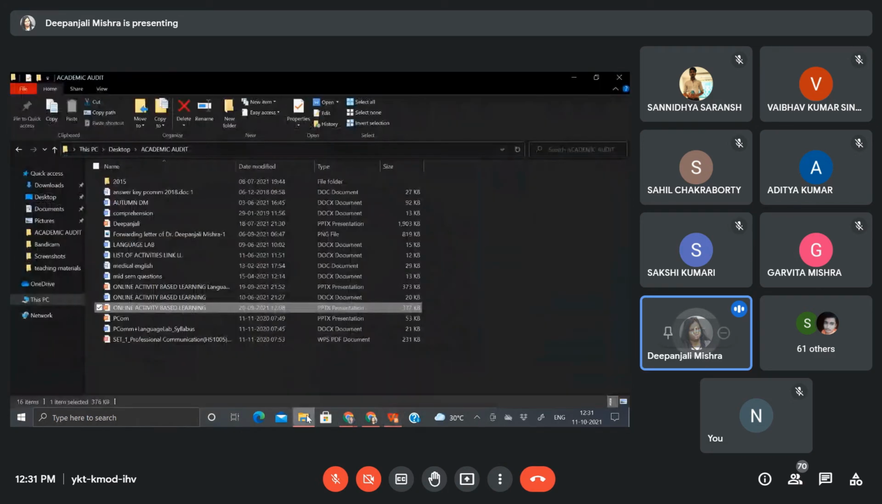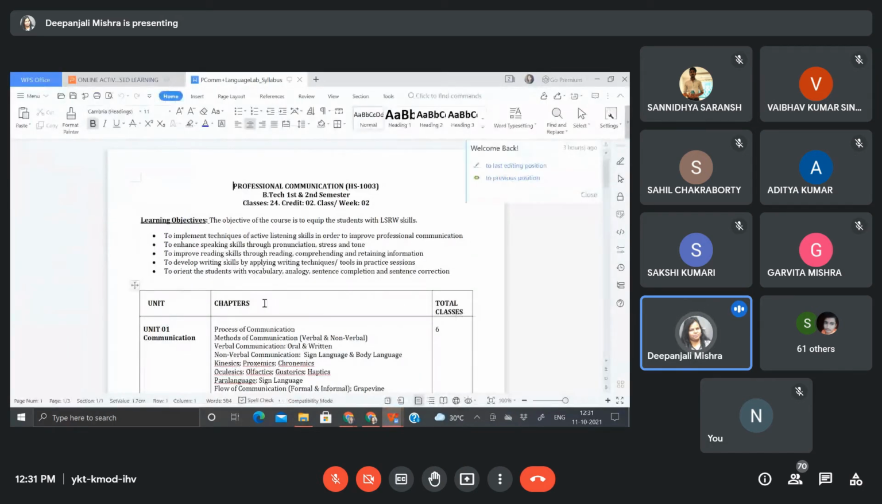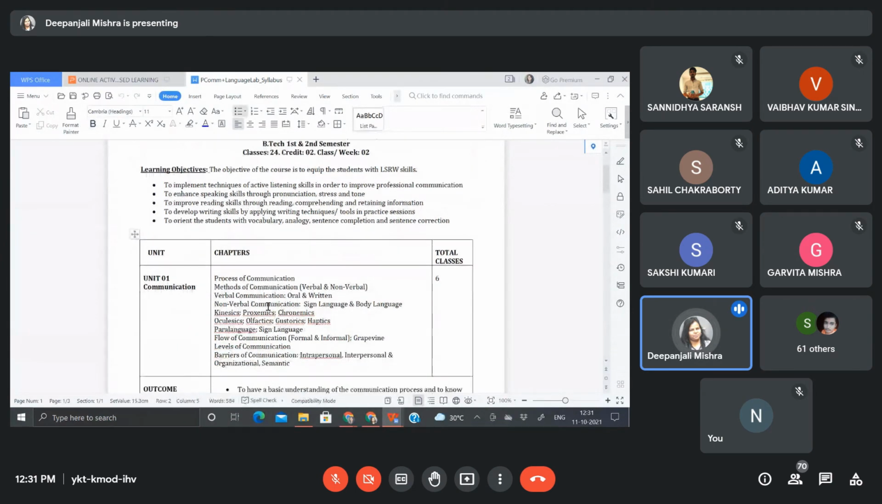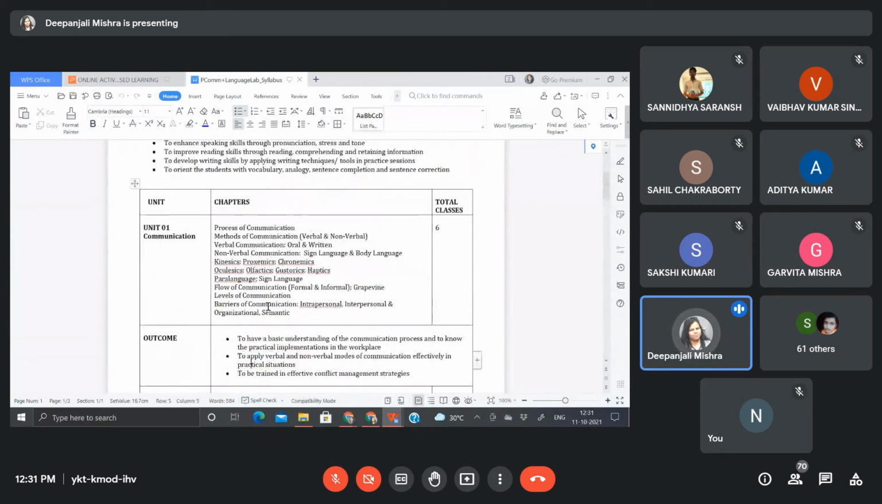Now I'll discuss the topics which we will be doing. Today I'll share this all with you so that you can know. So this is the first unit, that is communication. Under communication, we will do process of communication. As I was saying, it takes place in stepwise manner, so we will discuss that in detail. But first is concept. What is communication, that we will do.